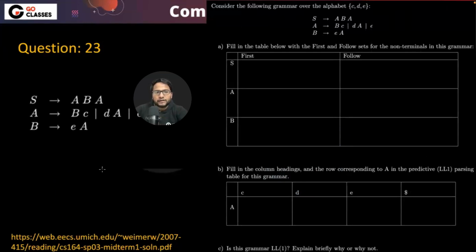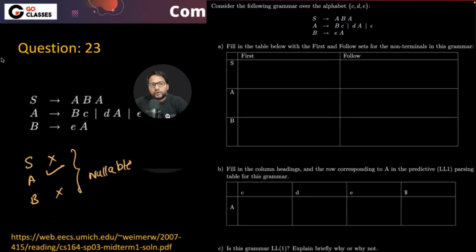Okay. So what are the nullable symbols here? Nullable symbols are A and only A, right? So you will say S and B are not nullable. This is the only nullable. So it is better to find out the nullable so that you do these questions quickly.